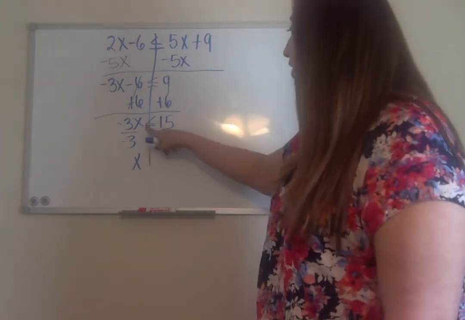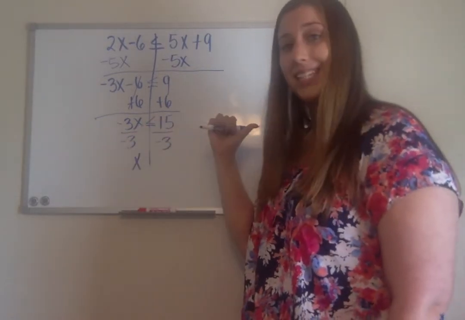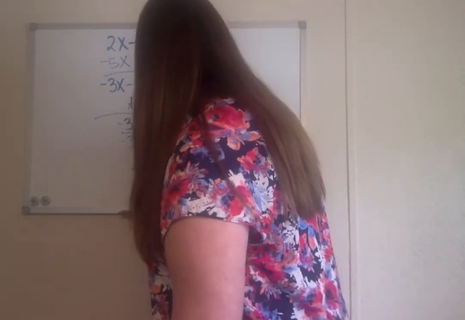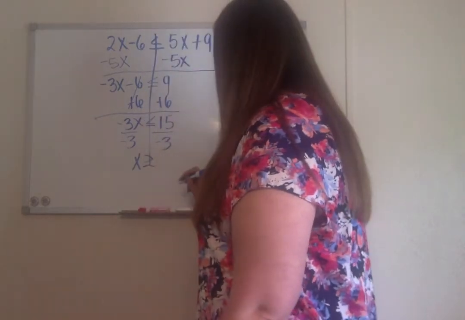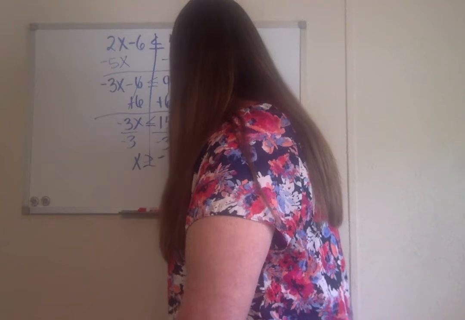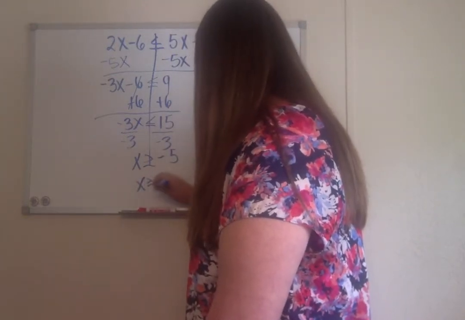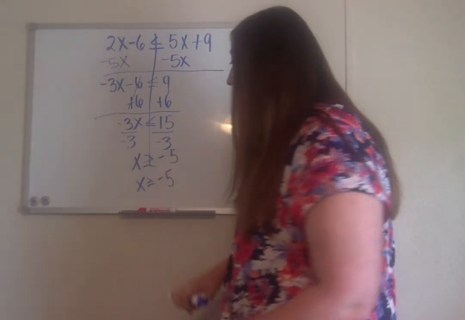So instead of my little point facing the left, we want to flip it to make my little point facing the right. So now we're going to say x is greater than or equal to, and 15 divided by negative 3 gives us negative 5. There's our final answer: x is greater than or equal to negative 5.